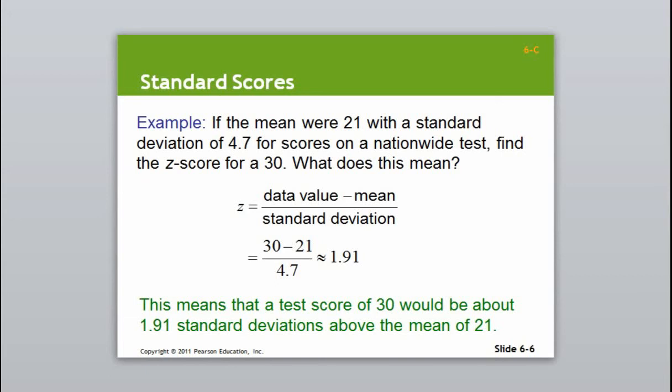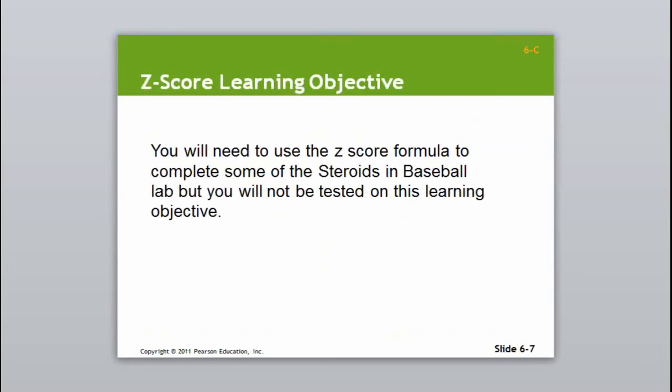Let's look at an example. Let's say we're doing a standardized test with a mean of 21 and a standard deviation of 4.7. A student takes the test and gets a score of 30, and they want to know their z-score. To calculate it, we take our point, 30, subtract the mean, so 30 minus 21, and then divide by the standard deviation, 4.7. That gives us a value of 1.91. So somebody who gets a score of 30 is 1.91 standard deviations above average. That's really good. It's really good to be almost two standard deviations above the mean. It means that person did really well relative to everybody else who took the test.